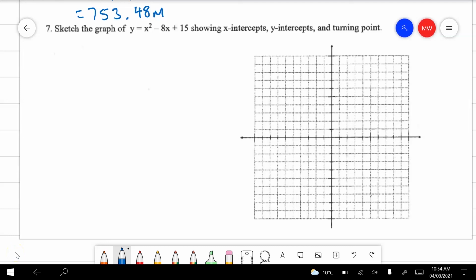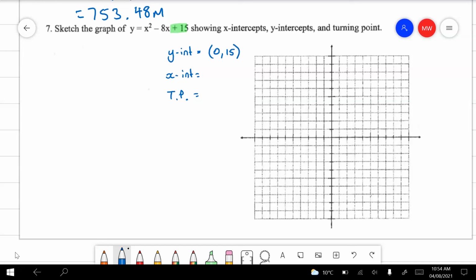Question 7, we're sketching a graph. We need to show x, y, intercepts, and the turning point. So it's in expanded form, so straight away we can see the y-intercept. So we'll just start collecting them over here. We need y-intercept. We need our x-intercepts, and we want our turning point. So our y-intercept is going to be when x is 0, y is 15.